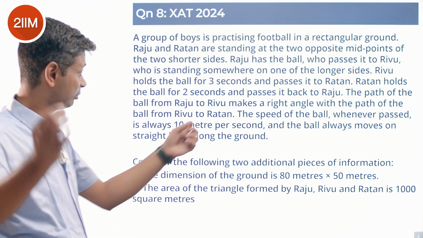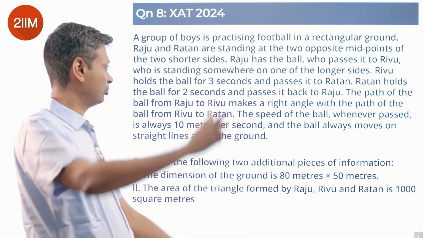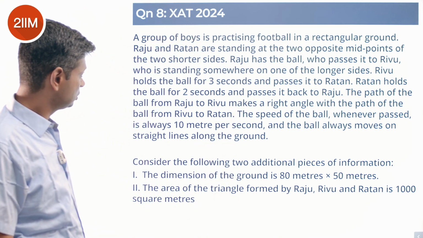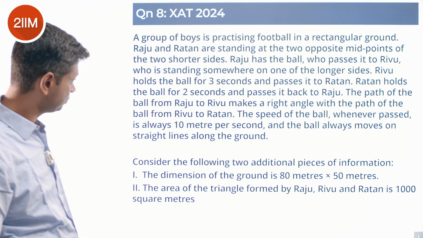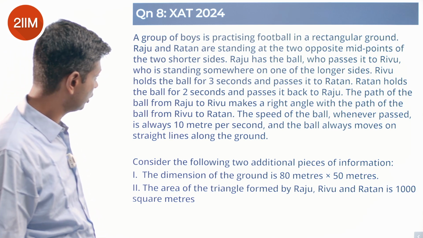Raju and Ratan are at the midpoints. Rivu is somewhere up there. The path of the ball from Raju to Rivu makes a right angle with the path of the ball from Rivu to Ratan.